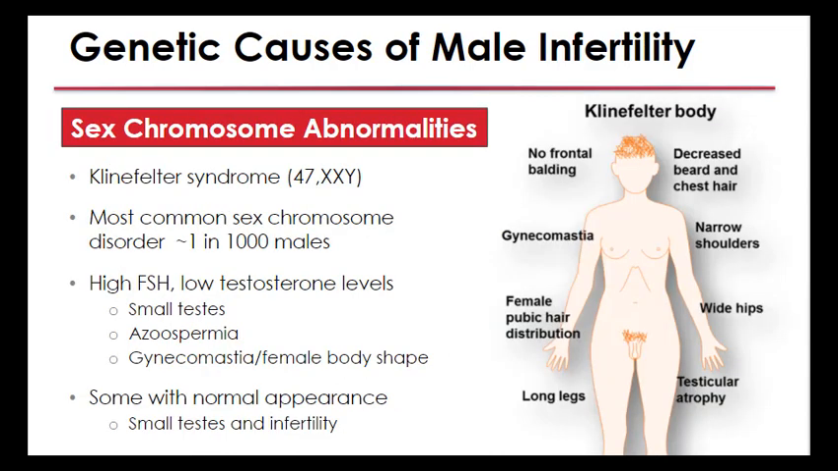The most common sex chromosome disorder is Klinefelter syndrome, which is due to the presence of an extra X chromosome, 47,XXY, and occurs in about 1 out of every 1,000 males. Men with Klinefelter syndrome have high follicle-stimulating hormone, FSH, levels and may have low testosterone levels. They characteristically have small, firm testes and azoospermia.